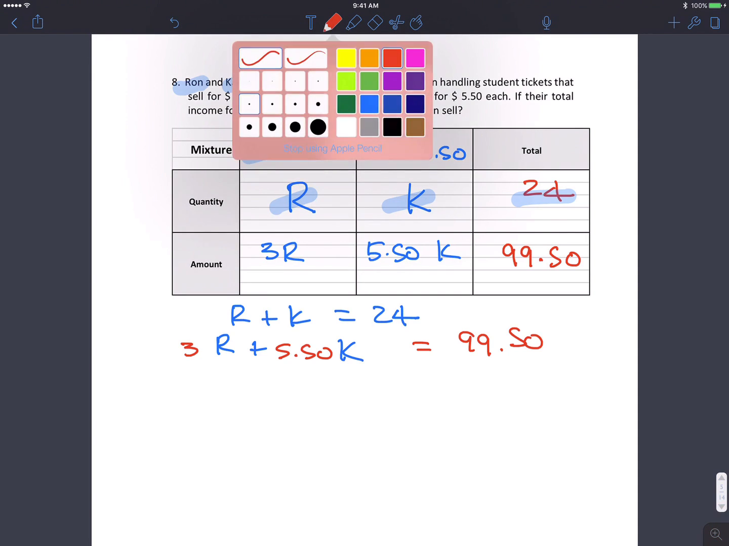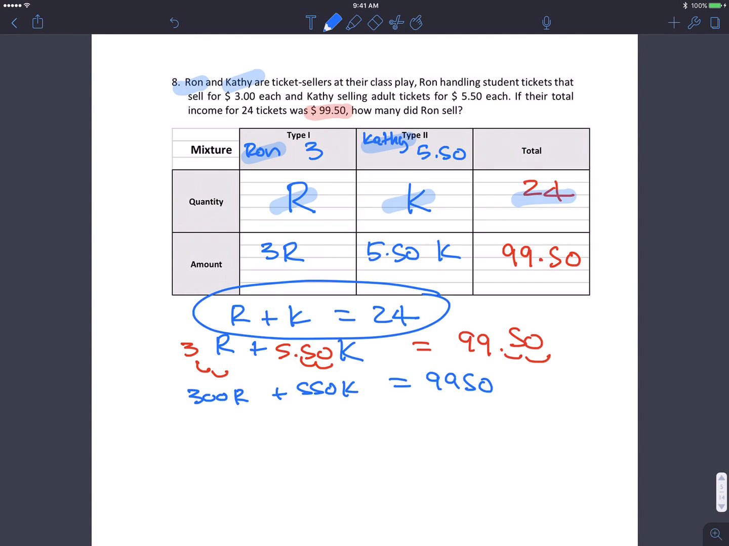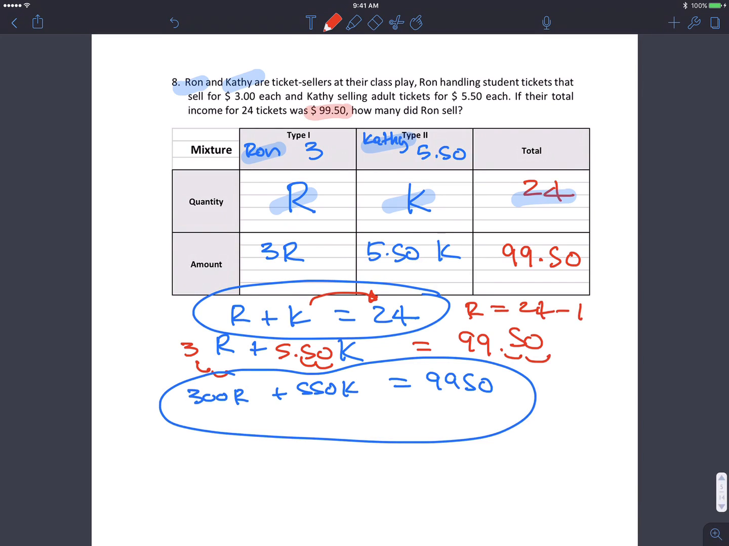Don't forget, move your decimal 2 spaces, 2 spaces, even this one 2 spaces. So 3 with the decimal after it, moving it 2 spaces becomes 300R plus 550K, and that'll be 9950. 2 equations, 2 unknowns. We're going to solve by the substitution method. So translate this, and you get R is 24 minus K.